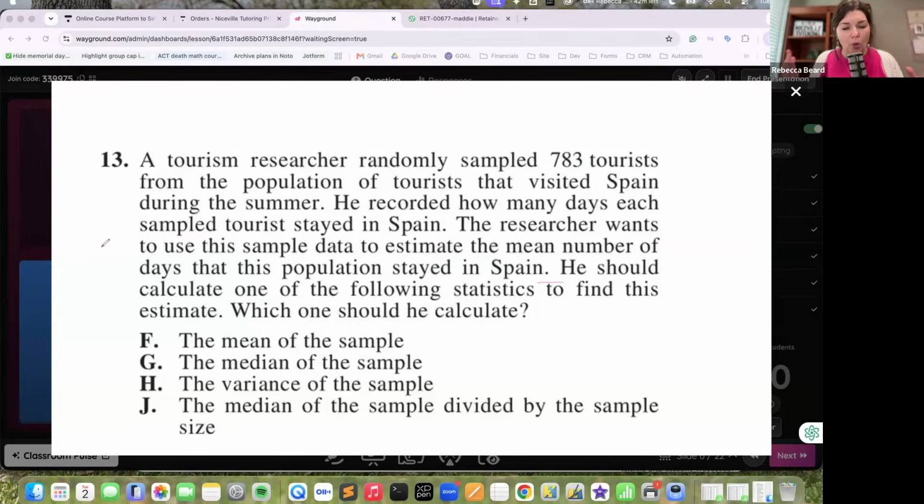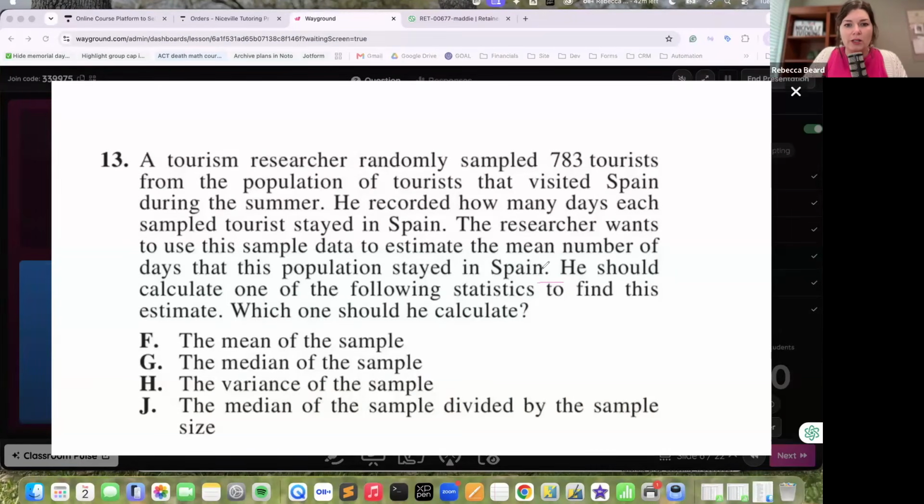AP Stat is not required. I've not seen student scores magically go up because they take AP Stat, so please don't stress about it. They're mostly testing middle school statistics and some probability stuff that was heavy in Algebra 2. So what they're doing here is they are trying to distract you.